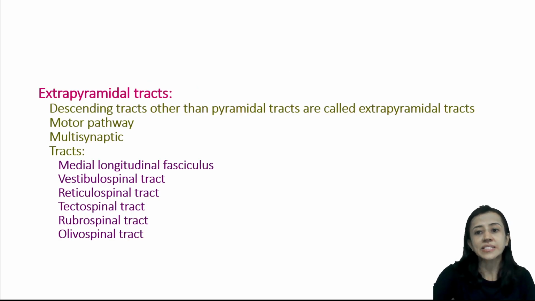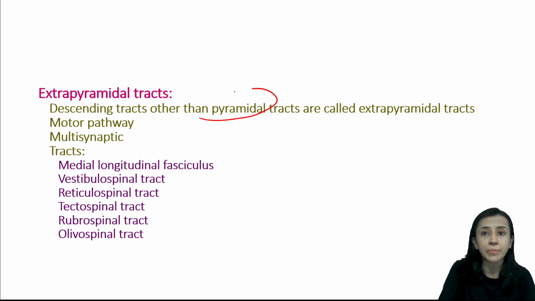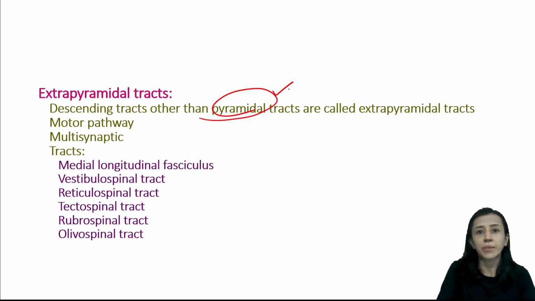Now, next is extrapyramidal tracts. These extrapyramidal tracts are the descending tracts other than the pyramidal tracts. They are known as extrapyramidal tracts. From all other areas of the brain, different fibers descend. They are the extrapyramidal tract. These are also motor pathways and they are multisynaptic. Let us first enumerate the names of all these extrapyramidal tracts and then we'll discuss.